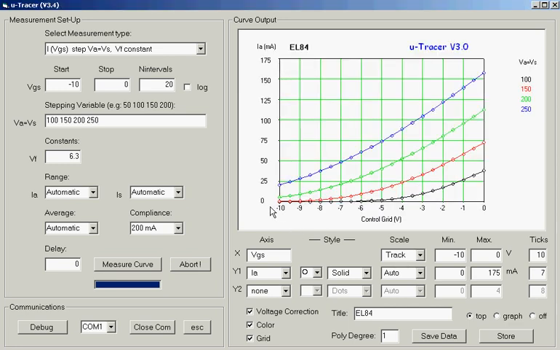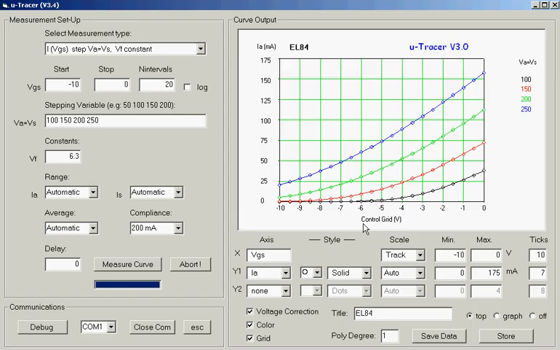In this video I want to show how a measurement of the transconductance is performed. The transconductance of a tube is in fact nothing else than the slope of the anode current versus the grid bias curve in any point of this curve, or in mathematical terms the first derivative of the anode current versus the grid bias.